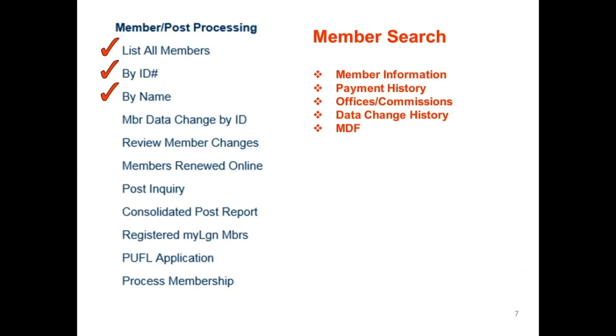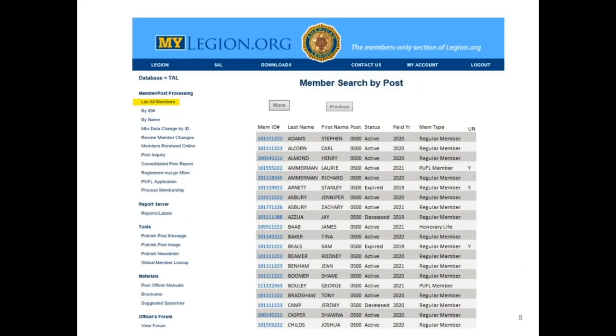When searching for a member, there are three options. Selecting List All Members will display an alphabetical listing of all members of your post. You can also search for a member by ID number and name. Here's an example of List All Members. It displays a listing with the member's ID number, name, status, last paid year, membership type, and undeliverable status.